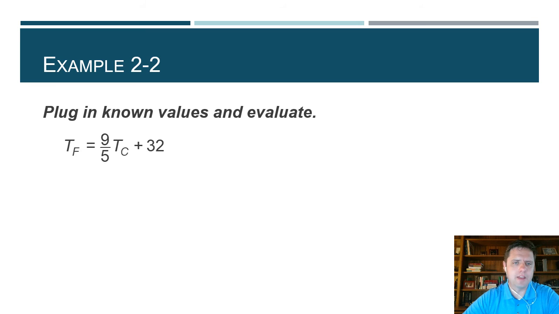So again, plugging in the values that we have, 398.35 for temperature in Celsius. We multiply that by 9. We divide by 5. Again, you can do these in any order, right? You can divide by 5 first and then multiply by 9, or vice versa. And then add 32 last. Remember your order of operations.